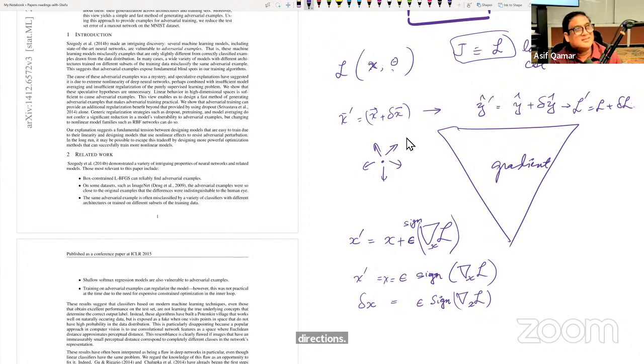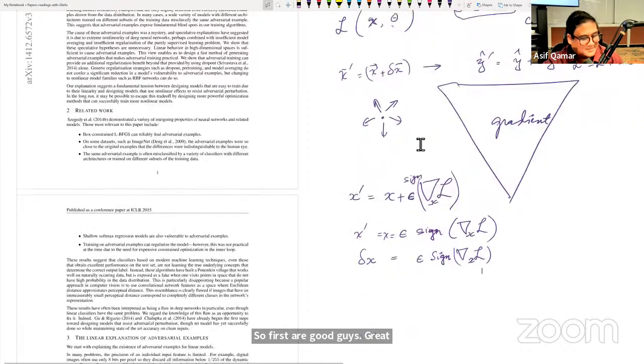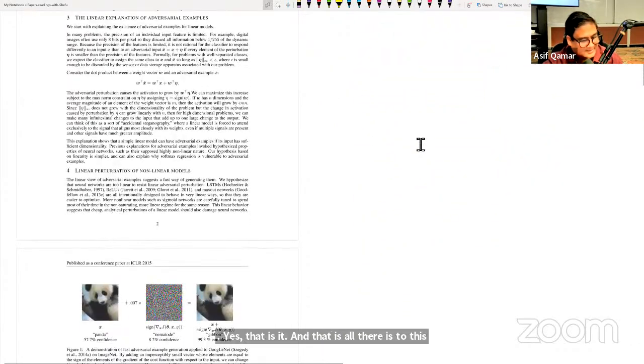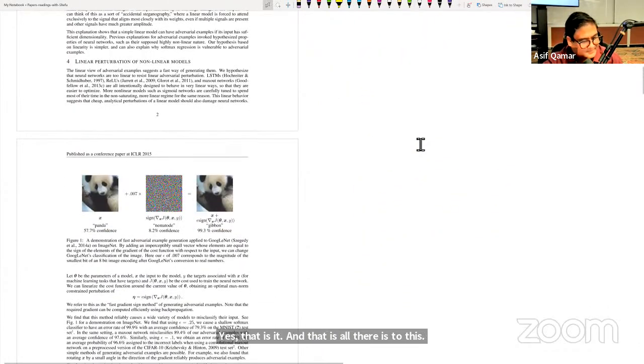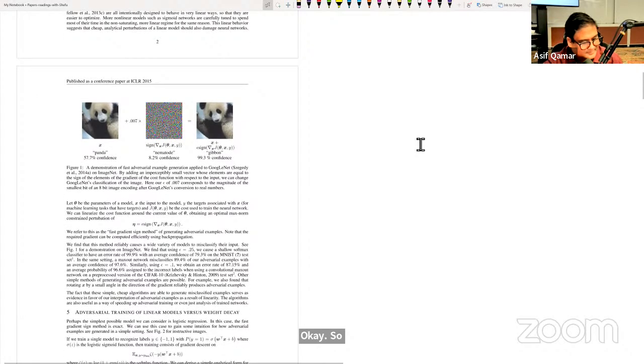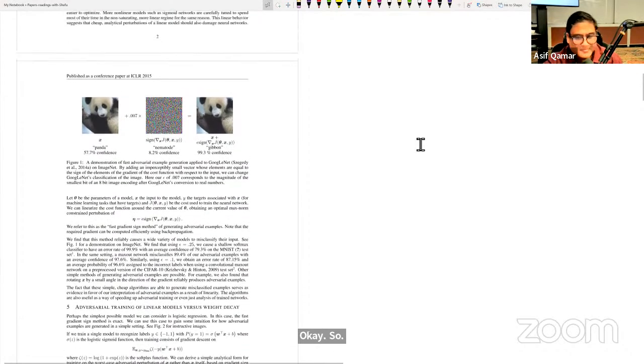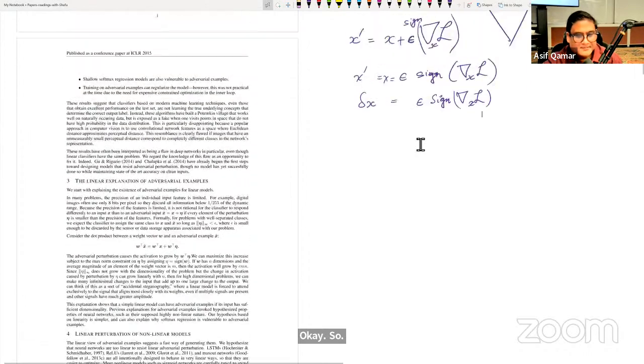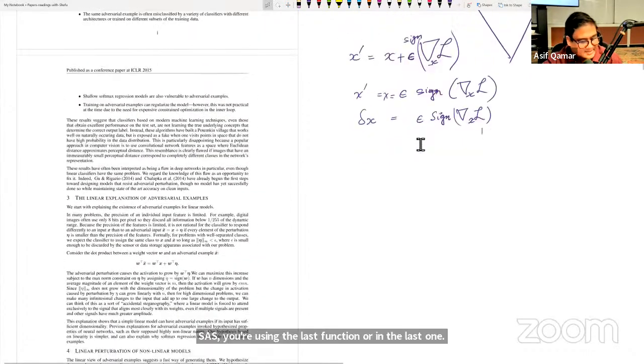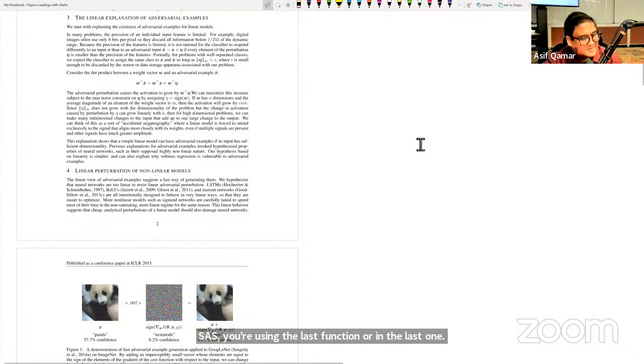So far, so good, guys? Right. That's why it's called fast time. Yes, that is it, and that is all there is to this algorithm. Okay. So, Asif, you are reducing the loss function or increasing the loss function? You are doing it in such a way, and so let's do that.